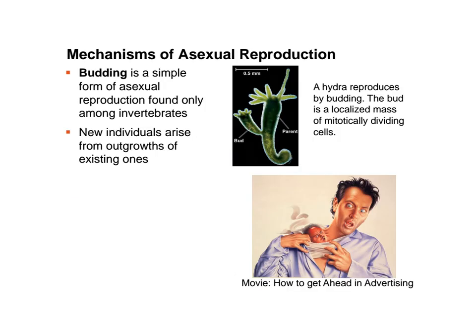There are various forms of asexual reproduction. One form is called budding. Budding is a simple form of asexual reproduction found only among invertebrates. Individuals arise from outgrowths of existing ones. So for example, here a hydra reproduces by budding. This bud is a localized mass of mitotically dividing cells.